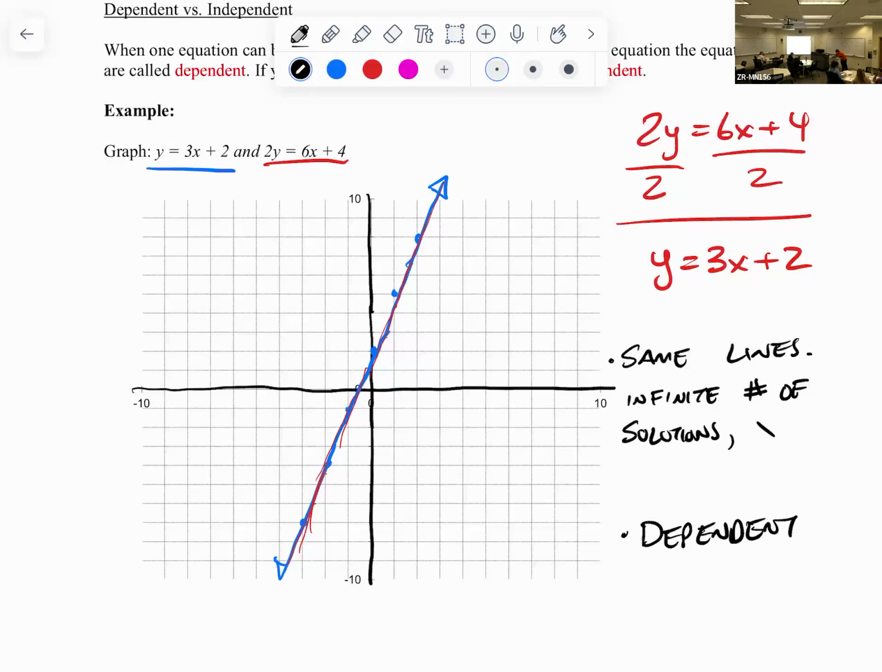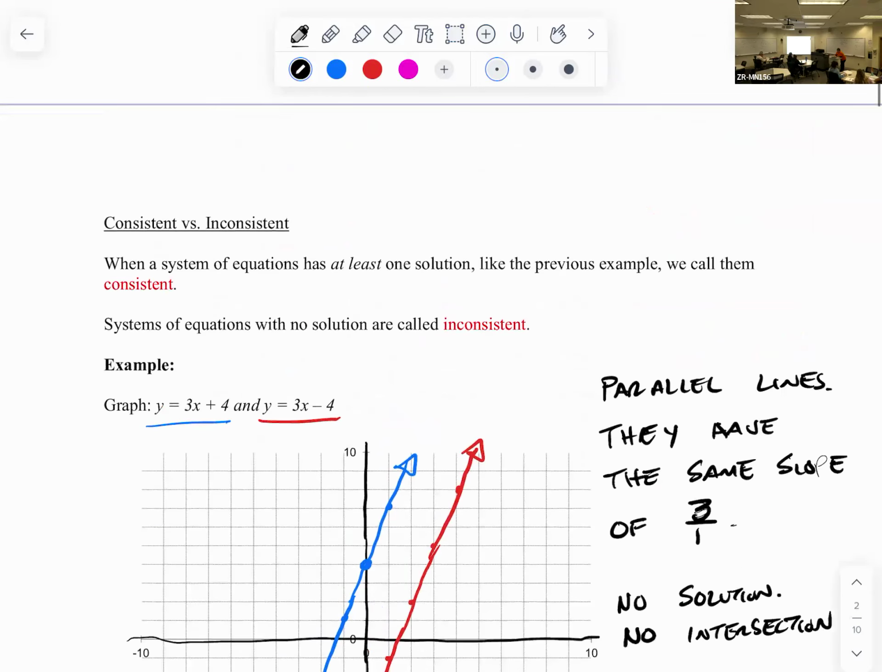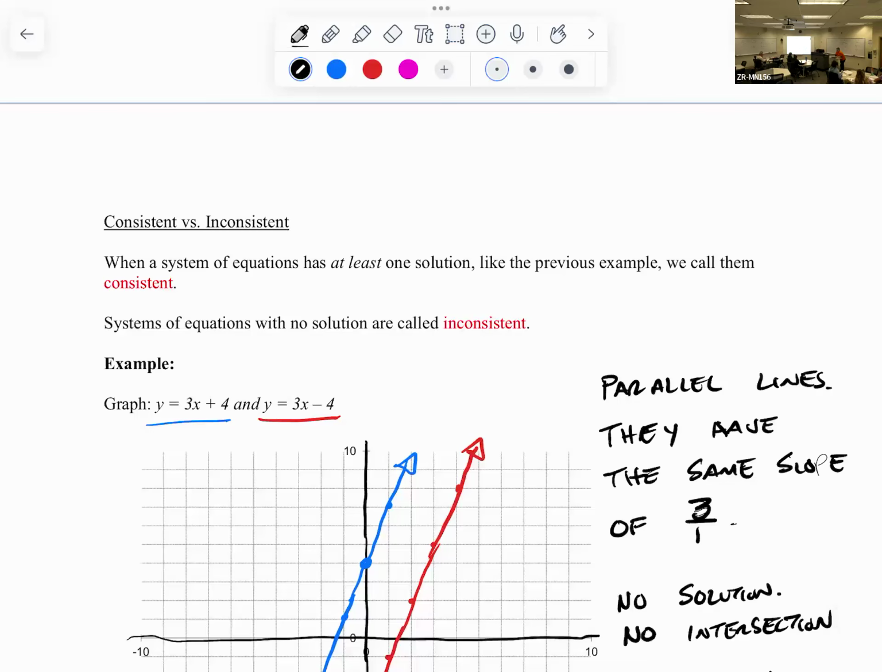All right, the other way is you can say X is in all the reals, however you want to say it. Because it's all the possible values, they overlap, every single value of X. Since they have an infinite number of solutions, are these lines consistent or inconsistent? Inconsistent means there are no solutions. This is all the solutions, and this is important in the definition.